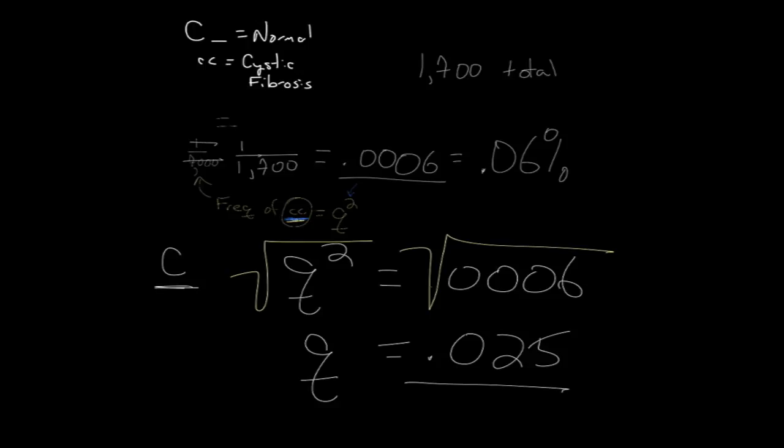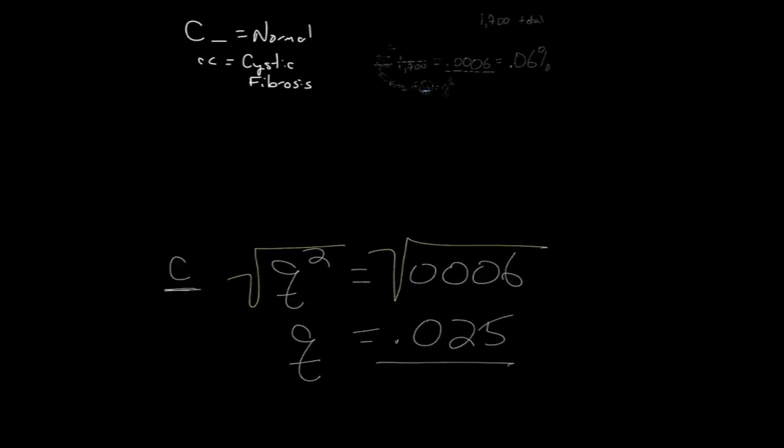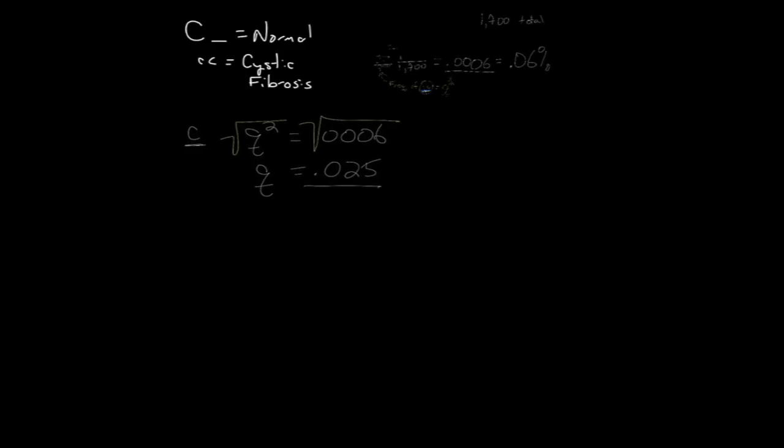So Q equals 0.025. What does that mean? It means that's all of the little c's. All the little c's were what? Q squared, which is up here. That was 0.0006. It was all the little c's, okay? To find just the little c, this was the little c. This is now what? The little c's. Does that make sense?